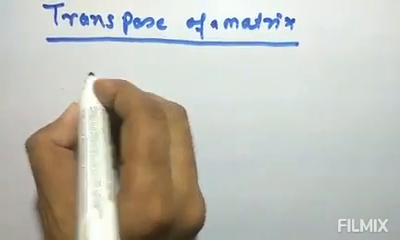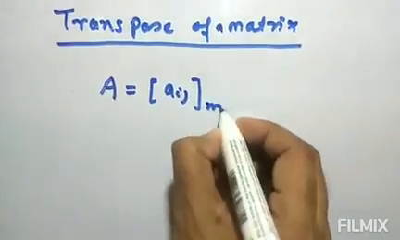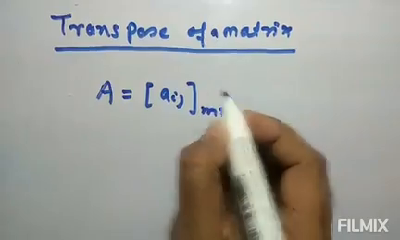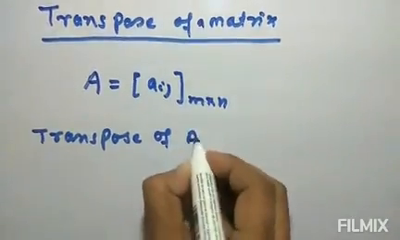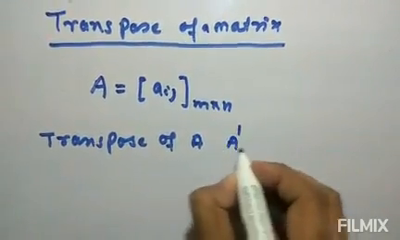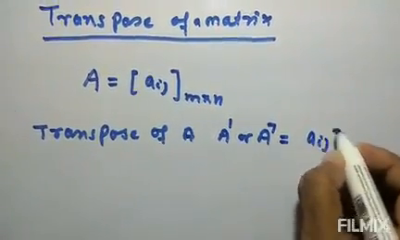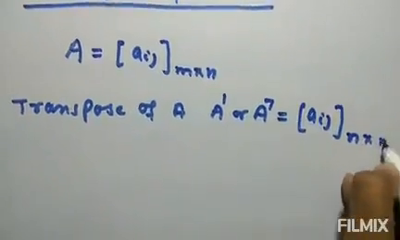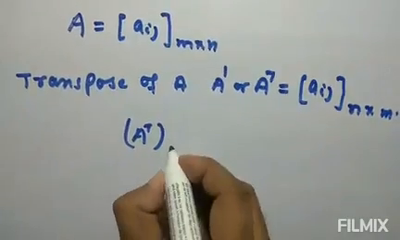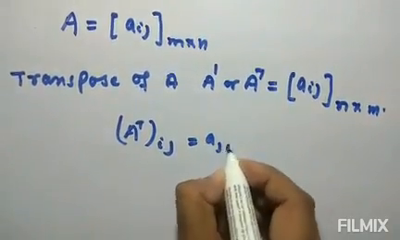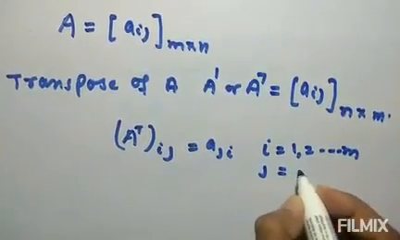Transpose of a matrix. Let A is a matrix Aij of order M cross N. Then the transpose of A is denoted by A dash or A T equals to Aji of order N cross M. It means A transpose ij equals to Aji, where i equals to 1, 2 up to M and j equals to 1, 2 up to N.